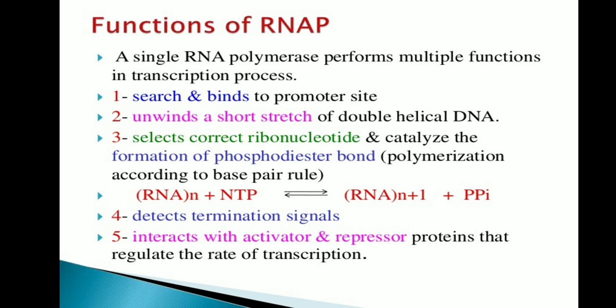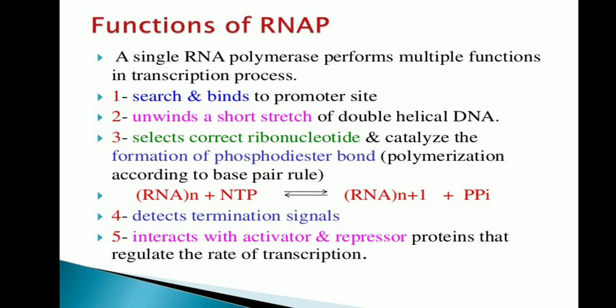Meaning adenine will pair with thymine, uracil will pair with adenine, guanine will pair with cytosine, and cytosine will pair with guanine simultaneously, right? So the combination of RNA with the NTPs will convert into RNA plus inorganic phosphate. And then it detects the termination signal. This is the biochemical reaction, and this reaction is going to stop somewhere, right? That stop point is called the termination point, and this RNA polymerase detects that termination signal.